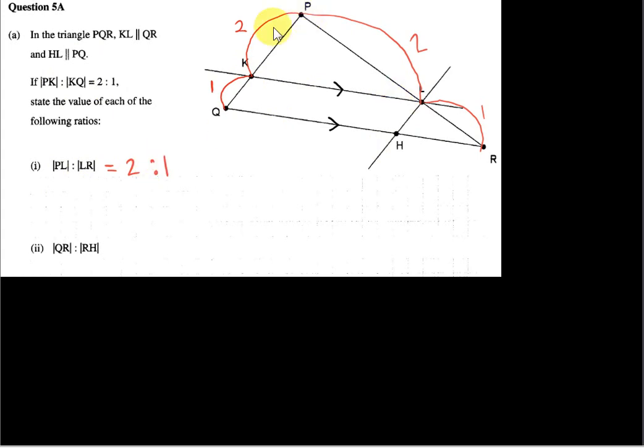Of course PL will have a different length from PK, but PL will be twice LR. Well, in general PL will have a different length from PK unless the triangle is isosceles.